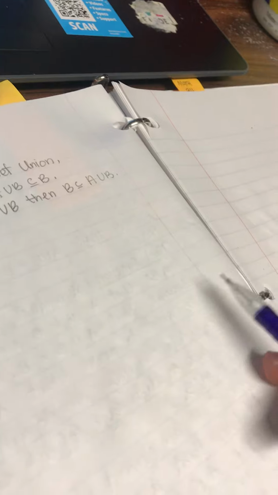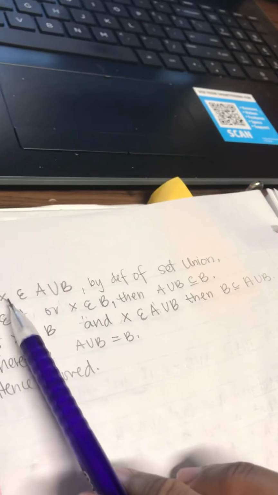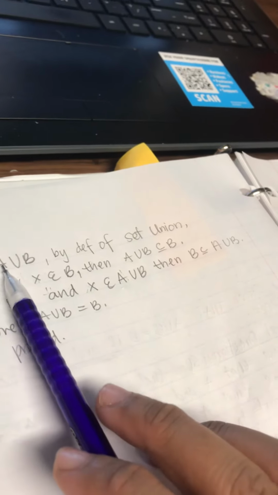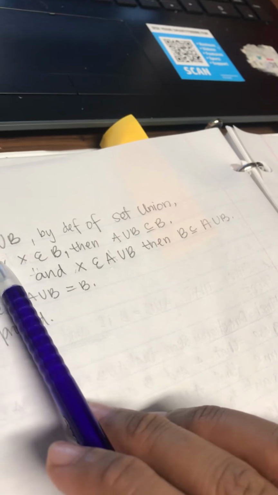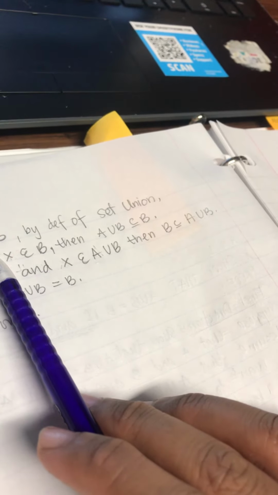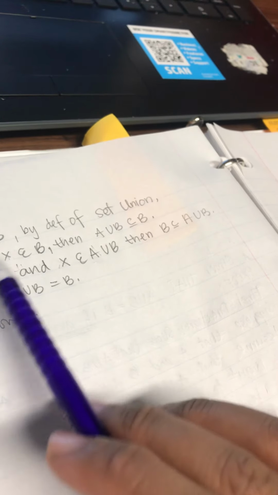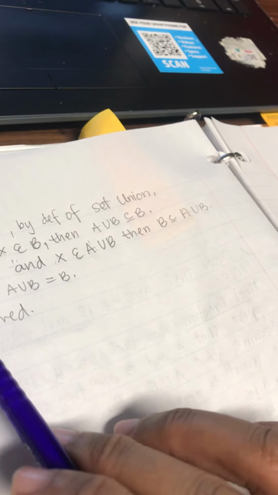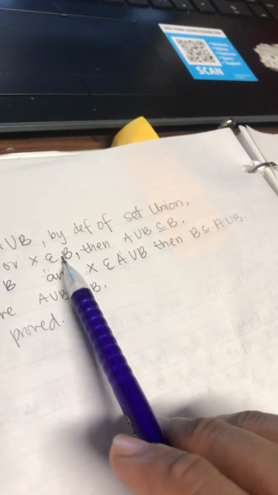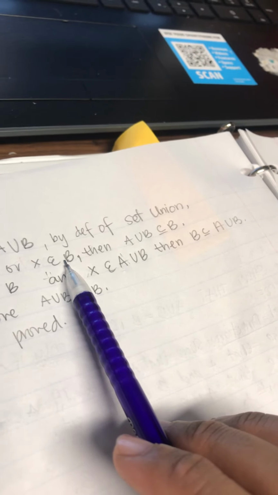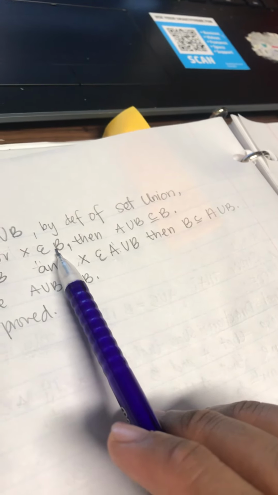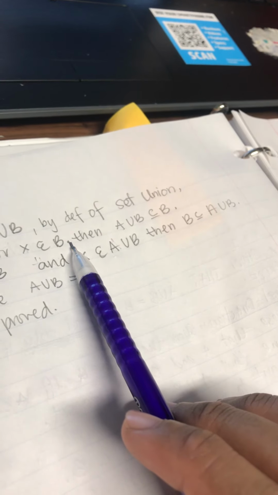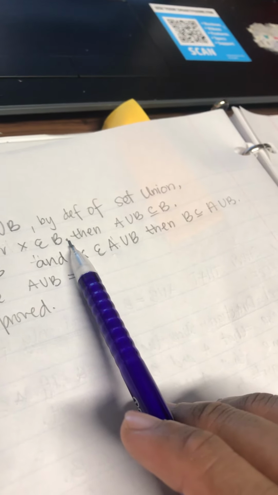First, let's prove that A union B is a subset of B. So if we take some element X from A union B, we know by definition of set union that X is an element of A, or X is an element of B. If X is an element of B, then it is great.